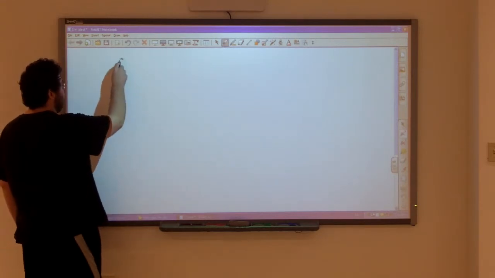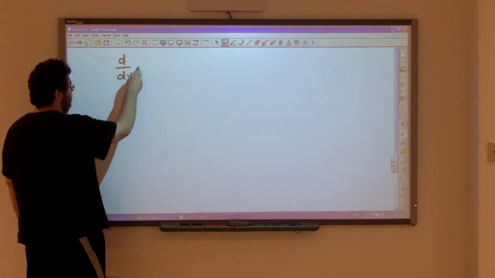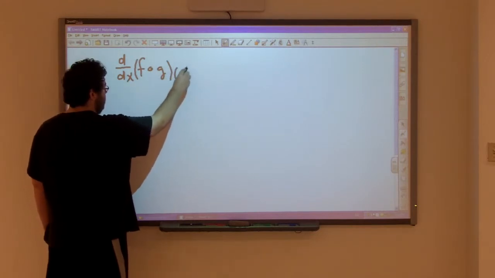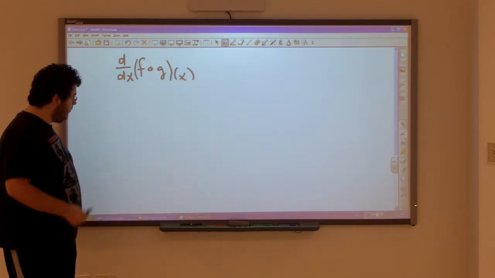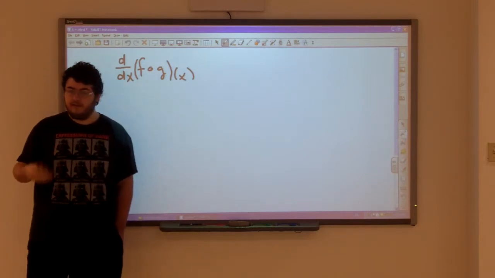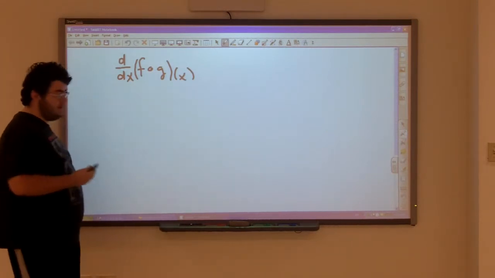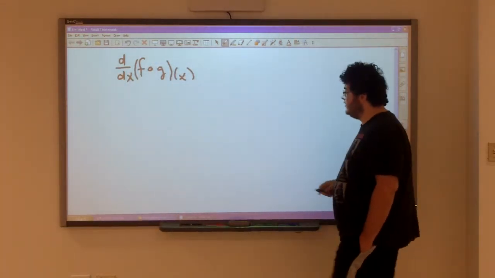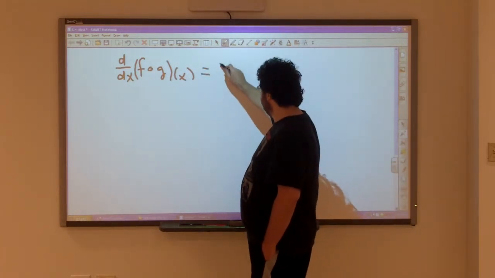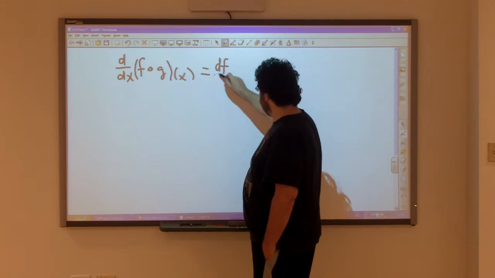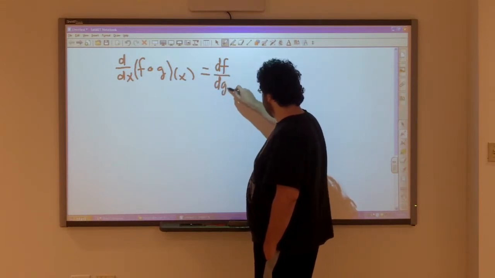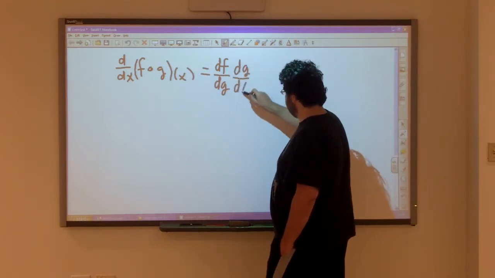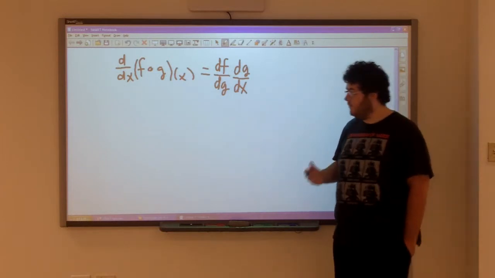So let's say we wanted to take the derivative of f of g of x. How would we do this? Well, a long time ago, when people much smarter than me started inventing calculus, they looked at this and said, well, there's no obvious answer to this at first. But then one of the inventors of calculus, Leibniz, said, well, if we look at this, it should be that this is going to equal the derivative of f with respect to g times the derivative of g with respect to x.